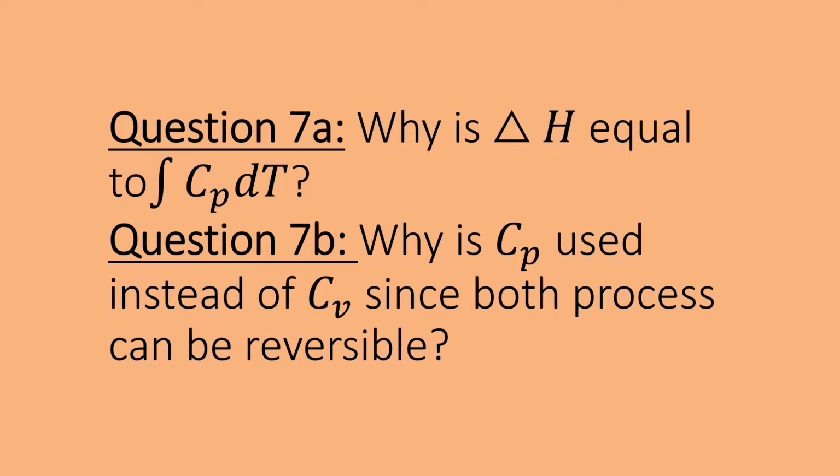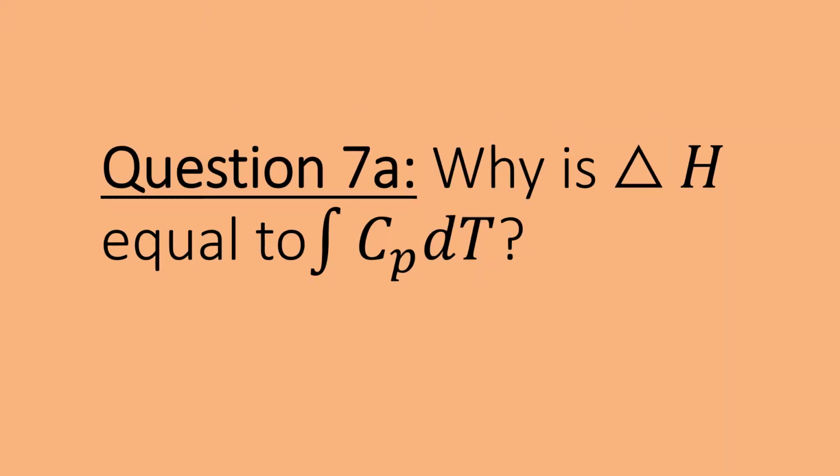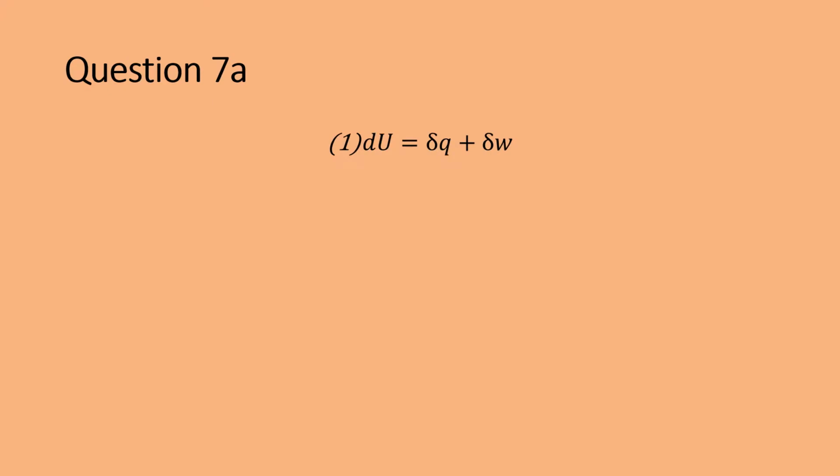So to start off part A, again I'll discuss why delta H is equal to the integral of Cp dT. Throughout this entire video, I'll be operating under three key assumptions: that the process is reversible, that there are no other forms of work besides PV work, and that work is positive if it's performed on the system.